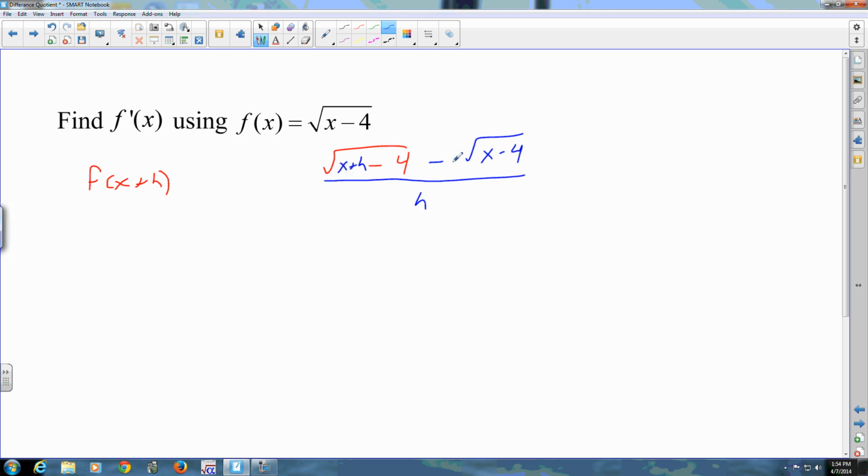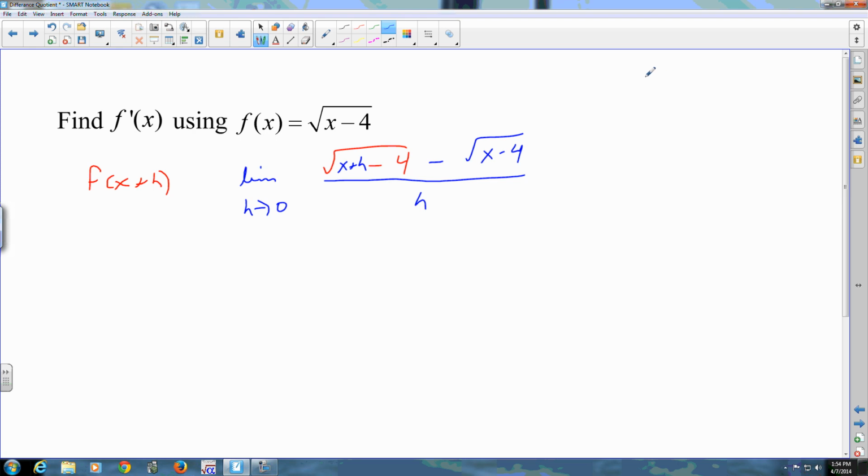Okay, I can't combine these. And right now, if I take the limit as h goes to 0, notice that what you would get is the square root of x minus 4 minus the square root of x minus 4 over 0. The top is 0 over 0. That's the indeterminate form. So the fix for this is kind of awkward, but it works.